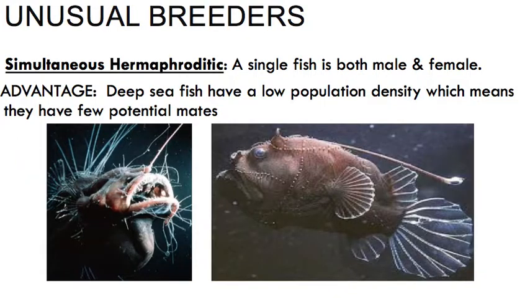Right. Another unusual breeder is the fish that are simultaneously hermaphroditic. So this fish is born both male and female. An advantage of this for especially deep sea fish is that they generally are going to have a low population density, so there's not going to be a lot of other fish around. In order to keep their species alive, since they can be one or the other, male or female, once they find another fish, they're good.